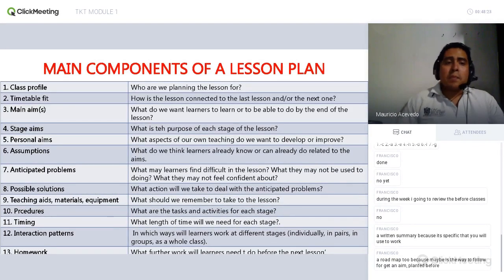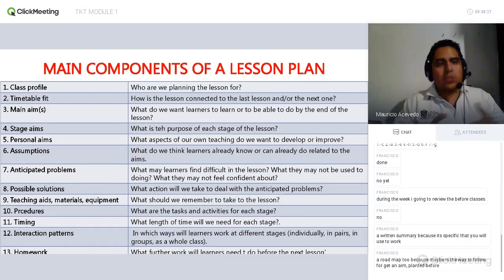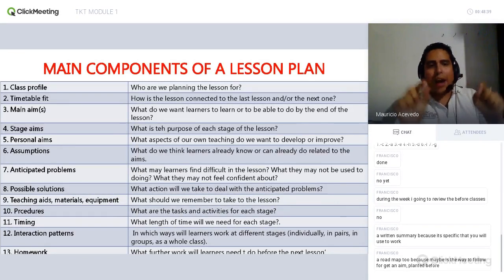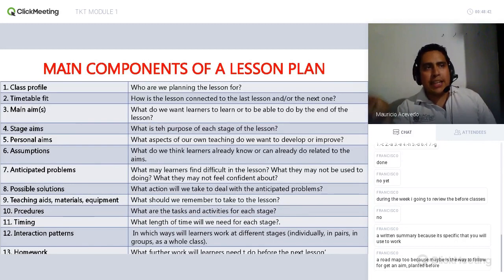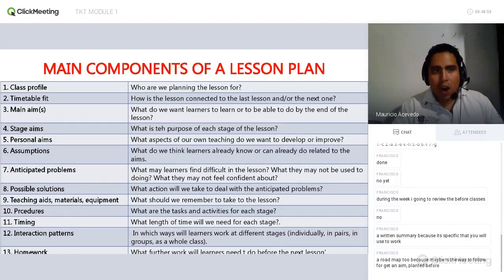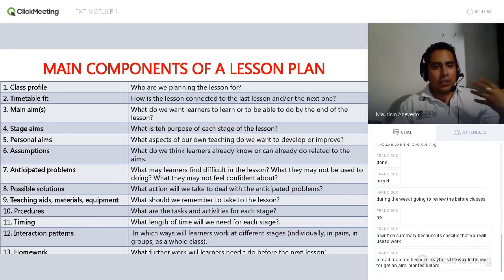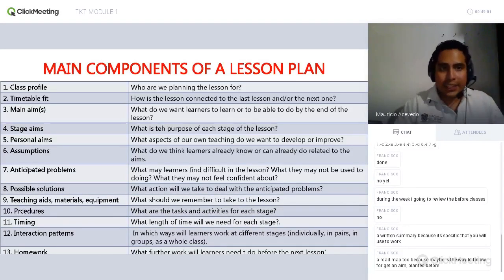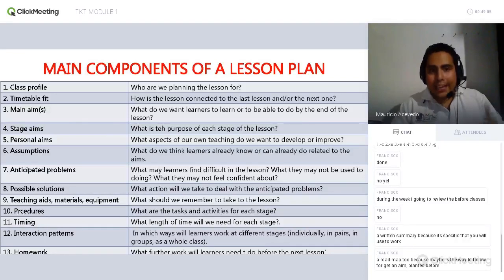Okay, the first component, or one of the most common components, is class profile. What is the class profile? Who are we planning the lesson for? For example, you have the part in your lesson plan, class profile: students from 14 to 16, level A1 English. That's it. So what are your students like? Even the classroom, even the environment, talking about your classmates, if they are, I don't know, students that need some support, that have failed English, students taking the subject one more time, or advanced students, and so on. So everything that you can use to qualify your students, we are going to put in class profile.